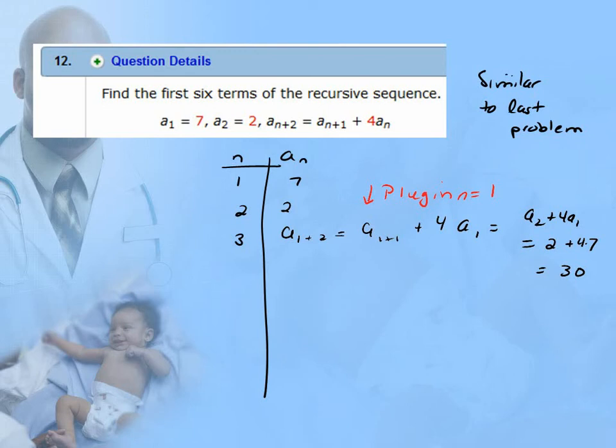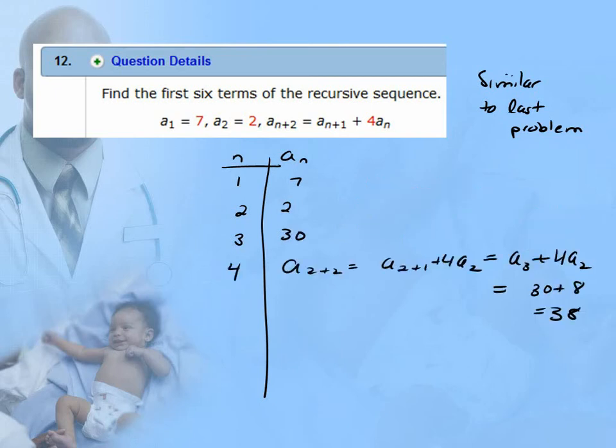So far so good? I'm just plugging in the numbers from the previous information. So I just put the 30 there. I erased all the work out. That's 30. And then I do it again for 4. If I plug in n equals 2 here, I'll get A4. N equals 2 gives me A3 plus 4 times A2. A3 is 30. 4 times A2 is 8. I get 38.